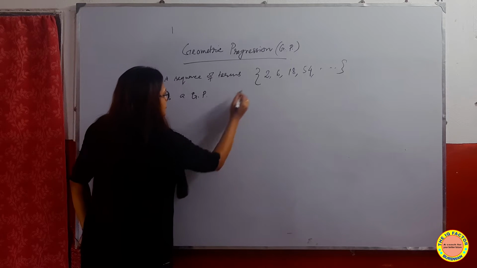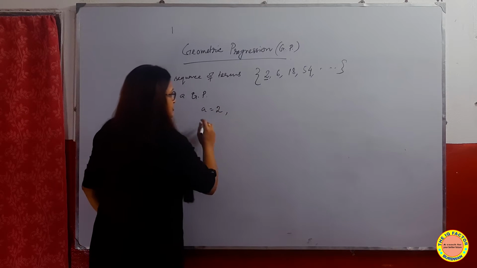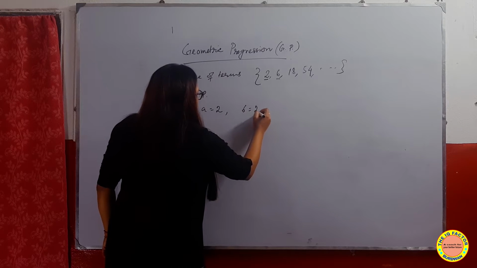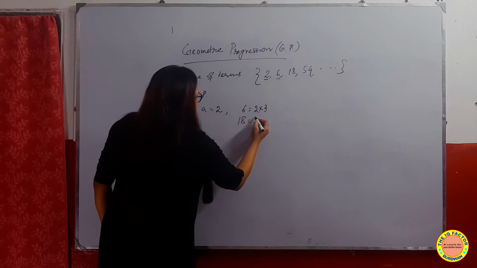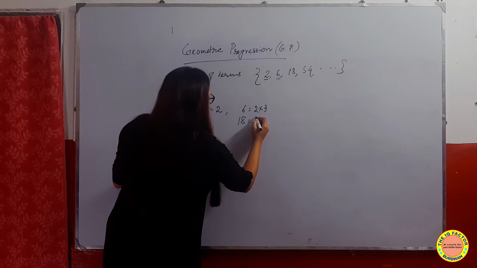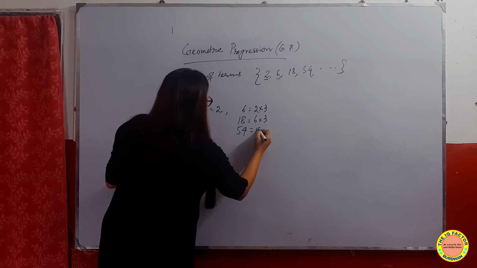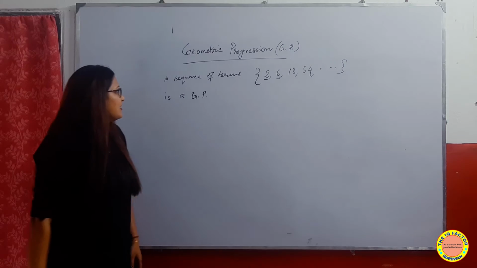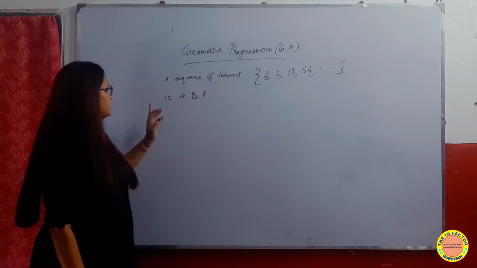How? The first term of the GP is 2. Suppose it is A. And the second term is 2 into 3. Third term, 6 into 3. Fourth term, third term into 3. A sequence of terms, suppose it is 2, 6, 18, 54, is a GP.